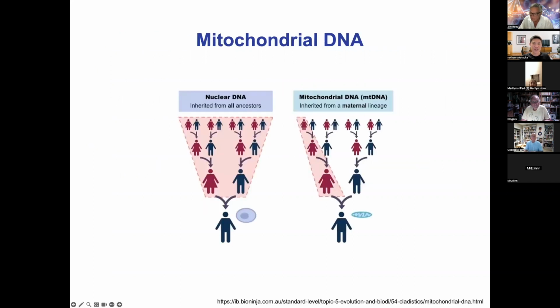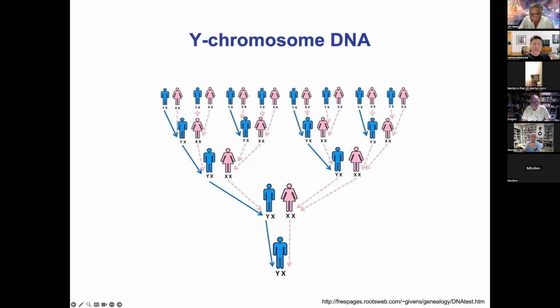So here's a figure of this. In the case of nuclear DNA, it's inherited from all of your parents and grandparents, but mitochondrial DNA is only inherited for the maternal lineage. So you're tracing all the females going down through history. So in contrast to mitochondrial DNA, Y chromosomes are inherited only from the paternal line.